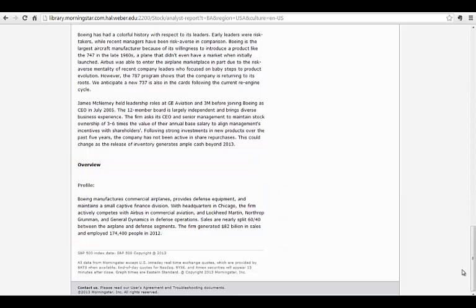This was a brief overview of Morningstar. Please feel free to use other features of this database.